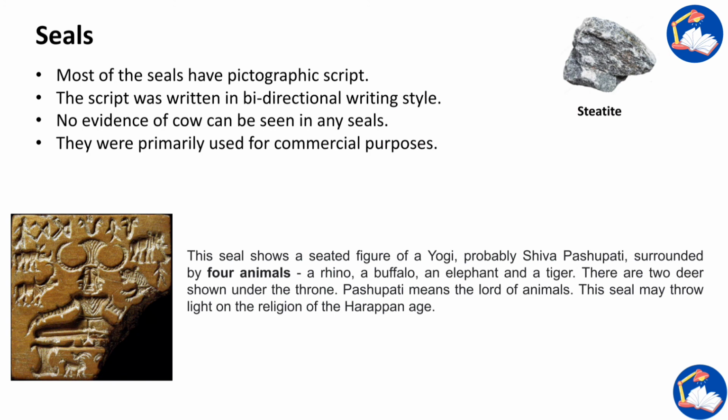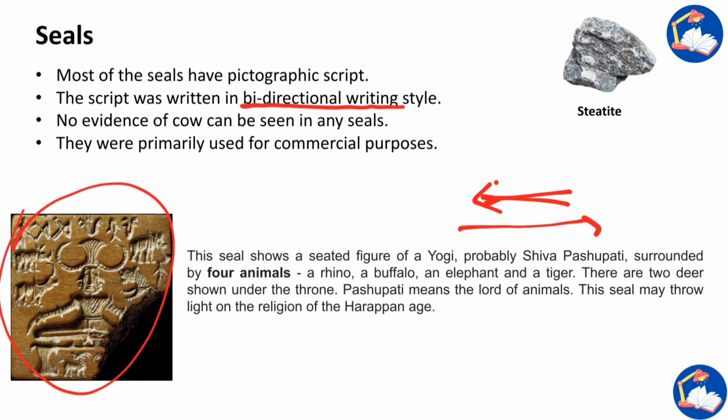Now seals. Seals are another important aspect in Harappan civilization. These are pictographic script, that is, images are shown on the script. The script was written in a bi-directional writing style, from right to left, and then it goes from left to right. No evidence of cow can be seen on the seals, so we can say that the Harappan civilization didn't know about cow. Seals were primarily used for commercial purposes.